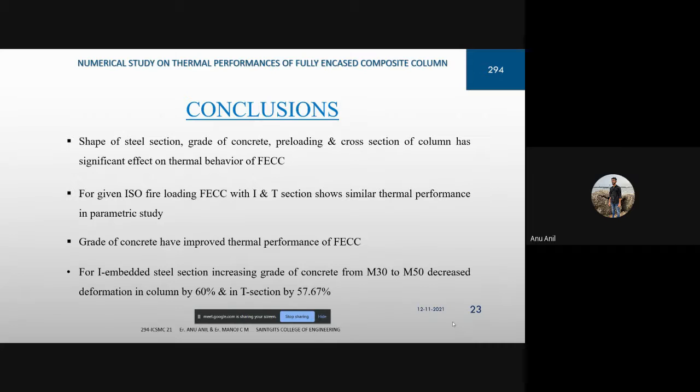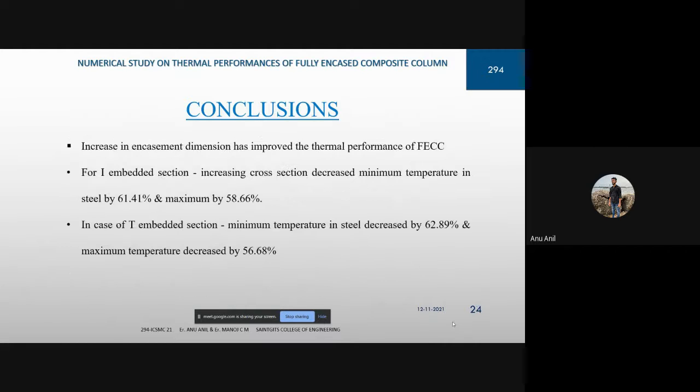For the I steel section, increasing grade of concrete from M30 to M50 decreased deformation of column by 60%, and in T section by 57.67%. Increasing encasement dimension has also improved thermal performance of fully encased composite column. For the I section, increasing cross section decreased minimum temperature in steel by 61.4% and maximum temperature by 58.66%. While in case of the T section, minimum temperature in steel decreased by 62.89% and maximum temperature decreased by 56.68%.